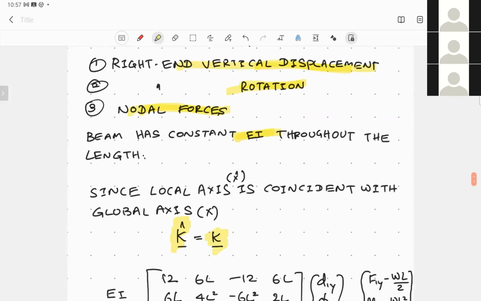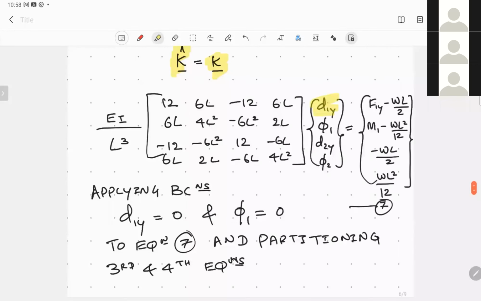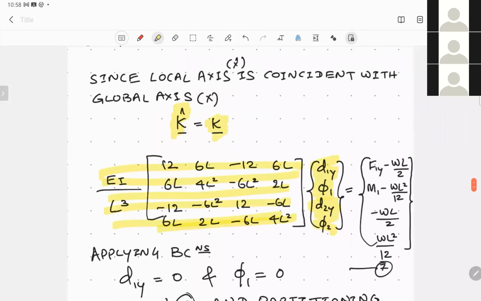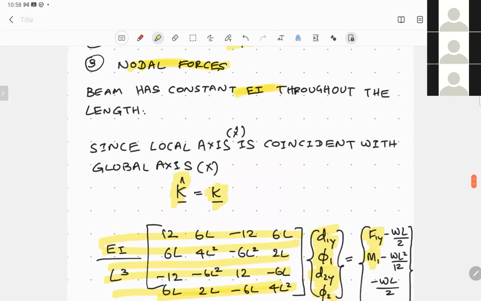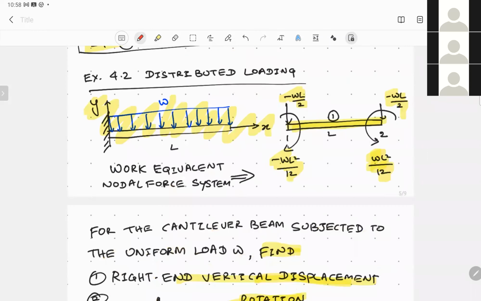The two nodal degrees of freedom will be like this, as I have shown here, and this is the corresponding element stiffness matrix. What you don't know at the moment is F1Y and M1. But you do know the distributed load can be represented using these forces as well as moments.